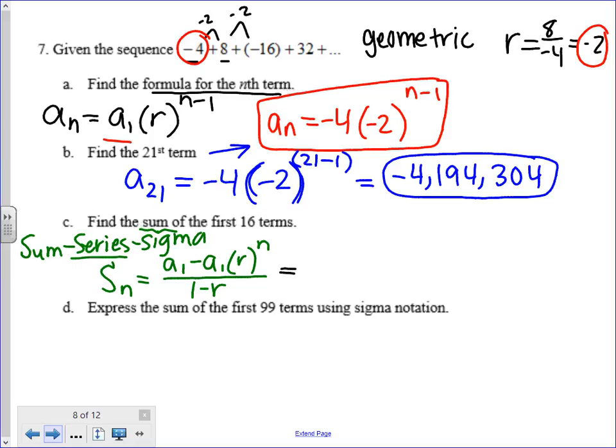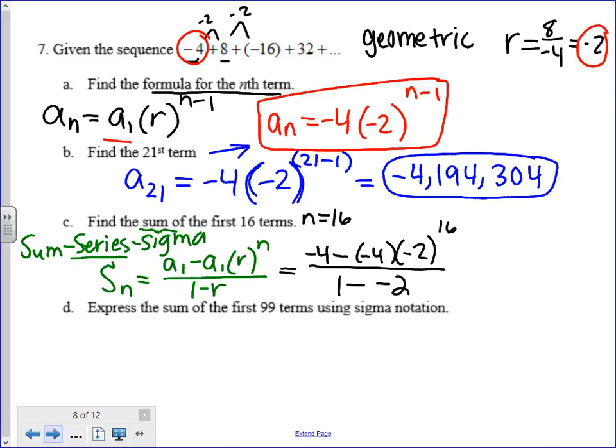So a sub 1, again, is the first term. That's -4. I need to put this minus sign. -4 minus -4 again. Then I put r, which is -2, to the n. I'm looking for the 16th term. N equals 16. All over 1 minus r. r is -2. So yes, I need every single one of those minus signs.